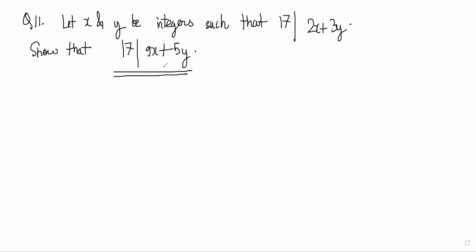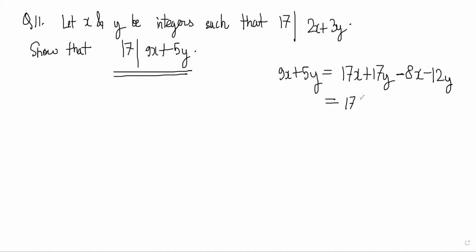So the typical process here is to try to get 9x plus 5y in terms of 2x plus 3y somehow, right? So how do we do that? We can write 9x plus 5y as 17x minus 8x and 17y minus 12y, right? 17x plus 17y minus 8x minus 12y. So this is 17 times (x plus y) minus, if you take a 4 common, you'll get 4 times (2x plus 3y).